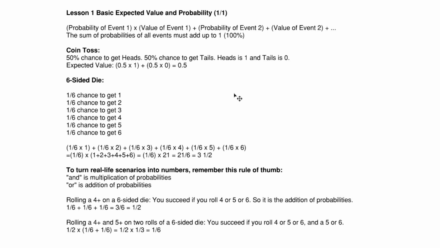So a fair coin has two sides, heads and tails. You have a 50% chance to get heads. You have a 50% chance to get tails. If you assign a value of 1 to heads, which means you win, for example, and you assign a value of 0 to tails, meaning you lose, then your expected value is a 50% chance to get heads and win, plus a 50% chance to lose times 0. And when you add them up, you get 0.5 or a half.